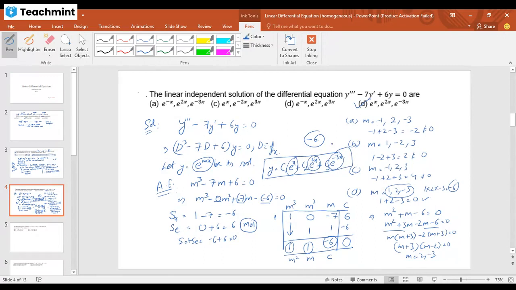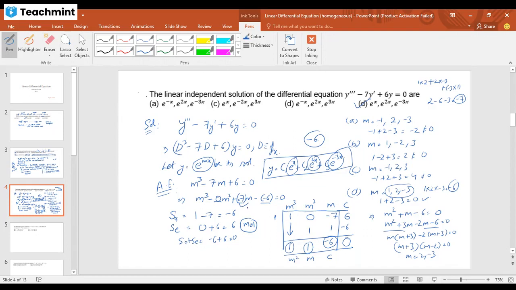Okay, so the shortcut method is that we can see here the sum of the roots is 0, the product of the roots is minus 6, and minus 7 is the sum of roots taken 2 at a time. Means 1 into 2 plus 2 into minus 3 plus minus 3 into 1. This is 2 minus 6 minus 3. So minus 9 plus 2 is minus 7.